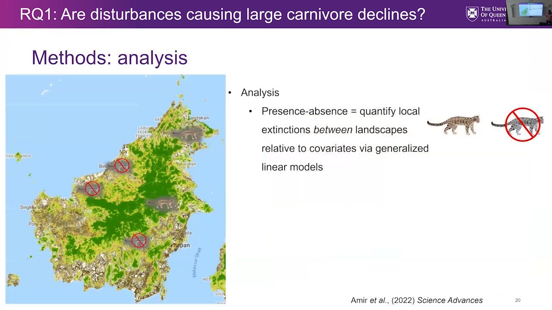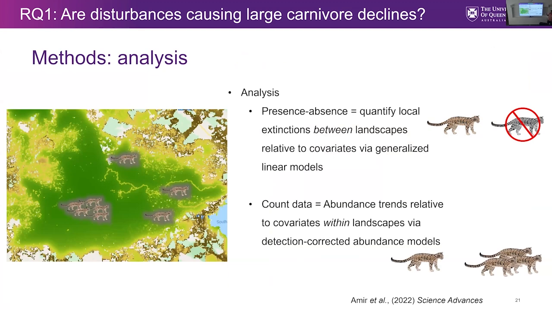Using this data, I was able to quantify local extinctions between landscapes relative to a number of abiotic, biotic, and anthropogenic covariates using generalized linear models, and then looked at count data with the camera trap data to examine the abundance declines using those same covariates within landscapes.